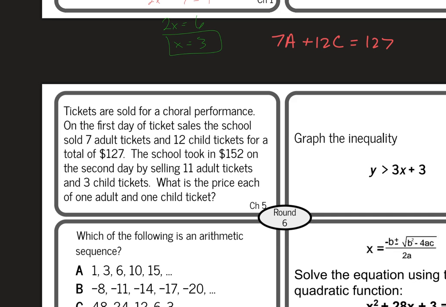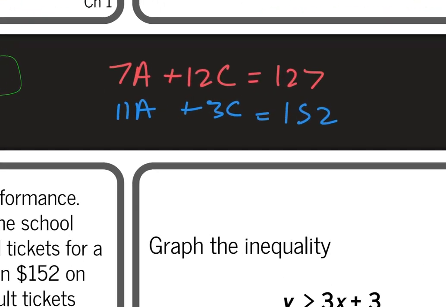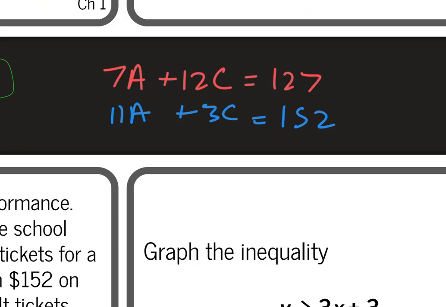The school took in $152 on the second day by selling 11 adult tickets and 3 child tickets. What was the price of each ticket? Well, system of equations. Pretty much the only system of equations we really did that you really had to write the equation, which is why it's no big deal, because we can do this.